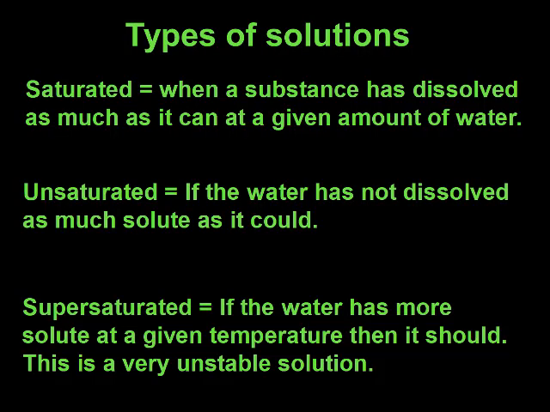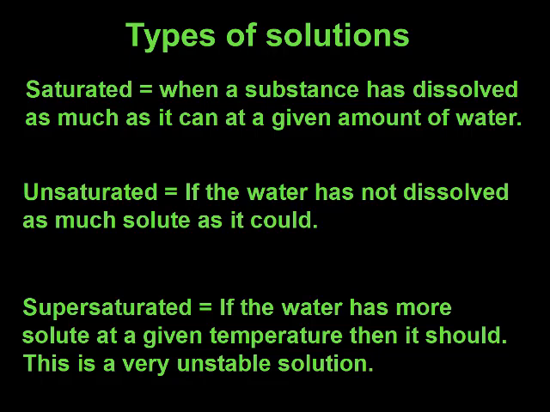There's three types of solutions, or three ways we can classify a solution: saturated, unsaturated, and supersaturated. A saturated solution has as much solute as it can dissolved at a certain temperature in a given amount of water. So the max amount that could dissolve has dissolved. Unsaturated is when you could add more solute. So the water has not dissolved as much solute as it could, or the solvent.